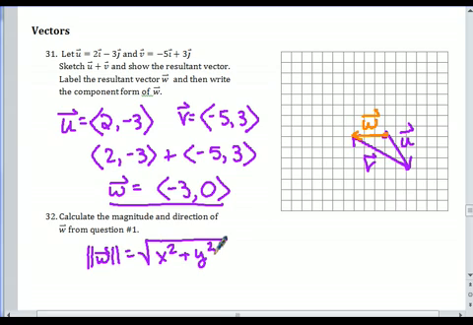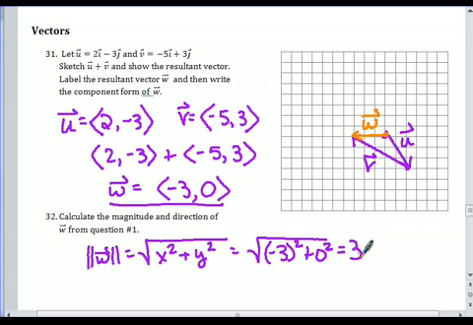Because if this were not a straight horizontal line, these components would form a triangle, and we would just use the Pythagorean theorem to find out how long it is. In this case, the square root of -3 squared plus 0 squared is going to be equal to the square root of 9, which of course is 3. So my magnitude is 3.